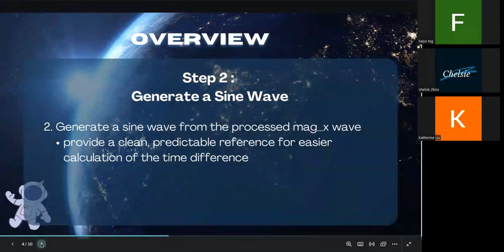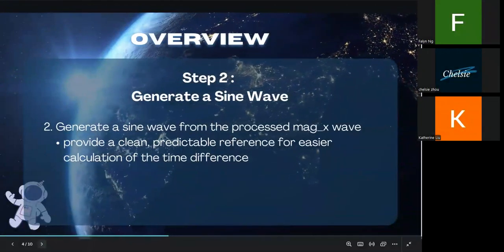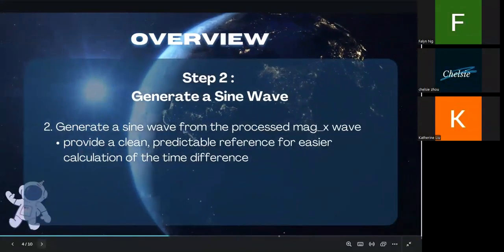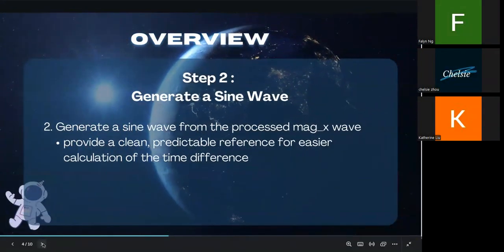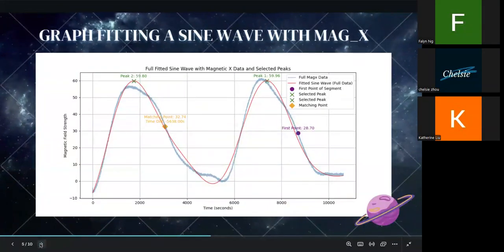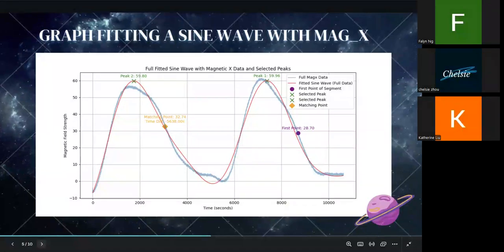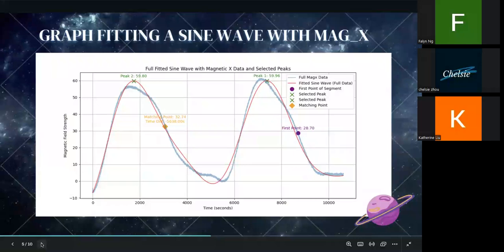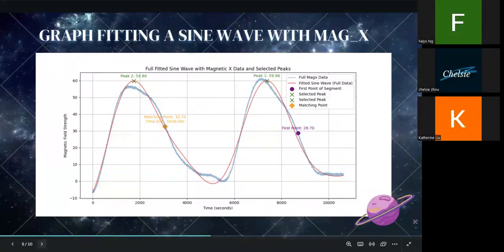Step two, we have to generate a sine wave from the processed matrix wave to provide a clean and predictable reference for easier calculation of the time difference. So this is the graph fitting a sine wave with mag-x, and also there are two peaks and a first point of the 10-minute data we can get from ISS, and also its matching point.